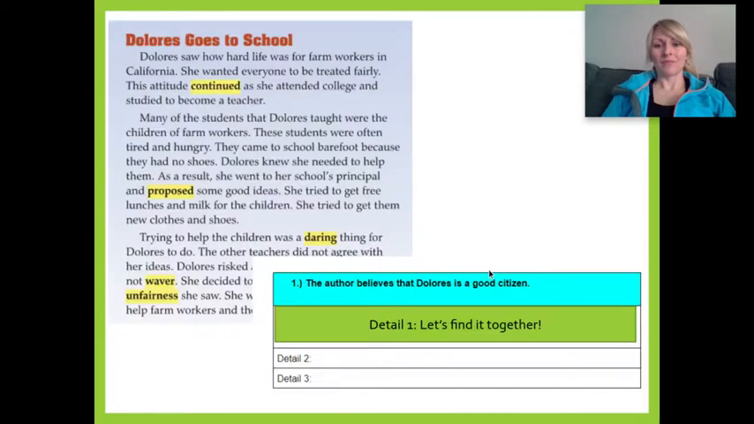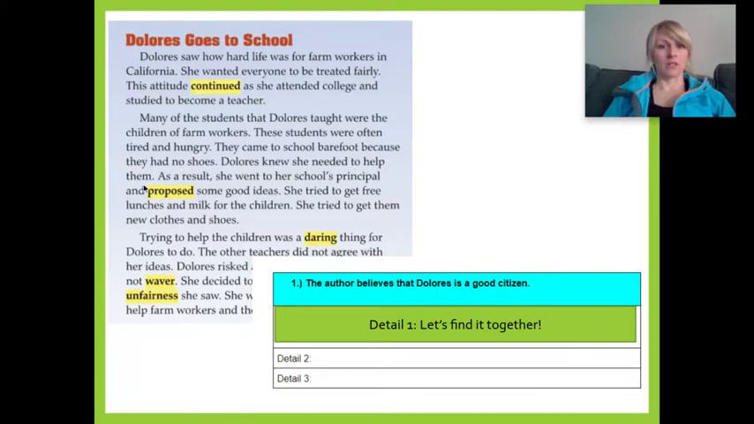All right, so on this page, it says Dolores goes to school. So let's start looking for some details that show she's being a good citizen. Now remember, being a good citizen means you're helping others in your community. Dolores saw how hard life was for farm workers in California. She wanted everyone to be treated fairly. This attitude continued as she attended college and studied to become a teacher. Many of the students that Dolores taught were the children of the farm workers. These students were often tired and hungry. They came to school barefoot because they had no shoes. Dolores knew she needed to help them.